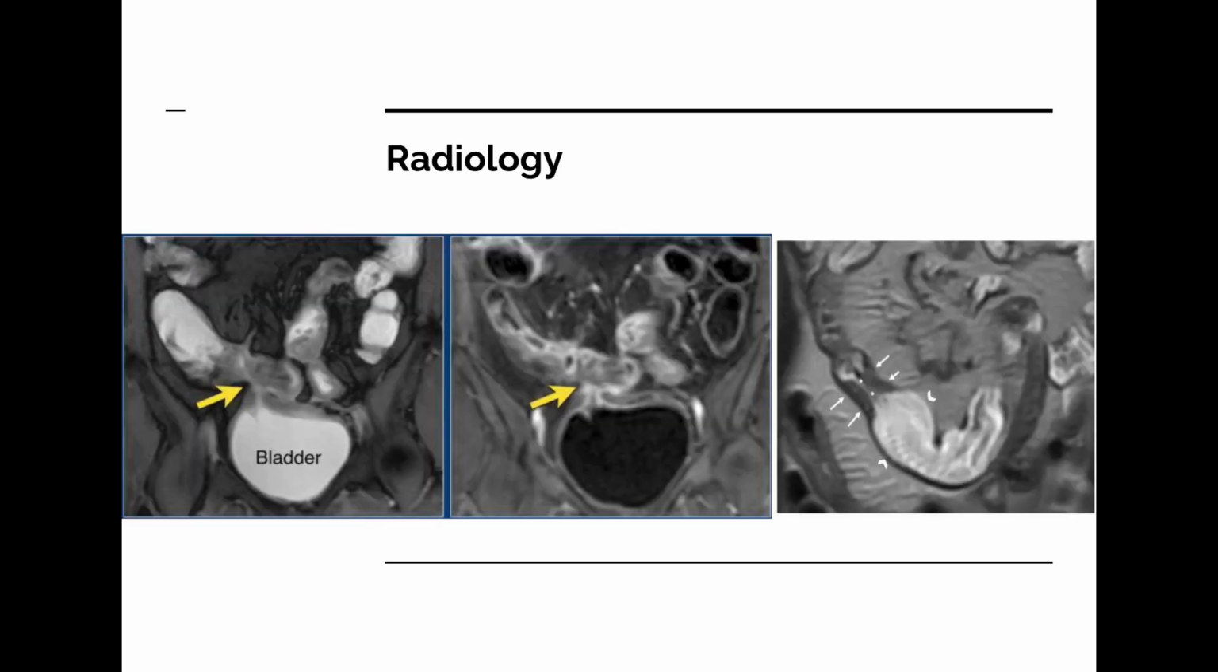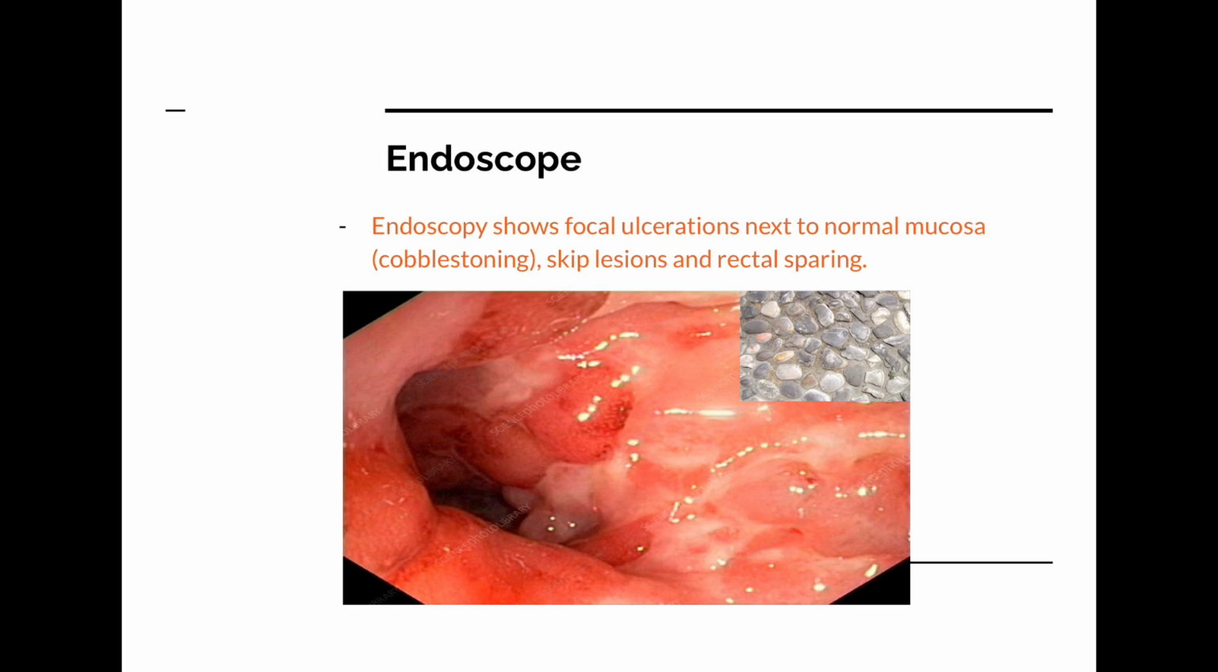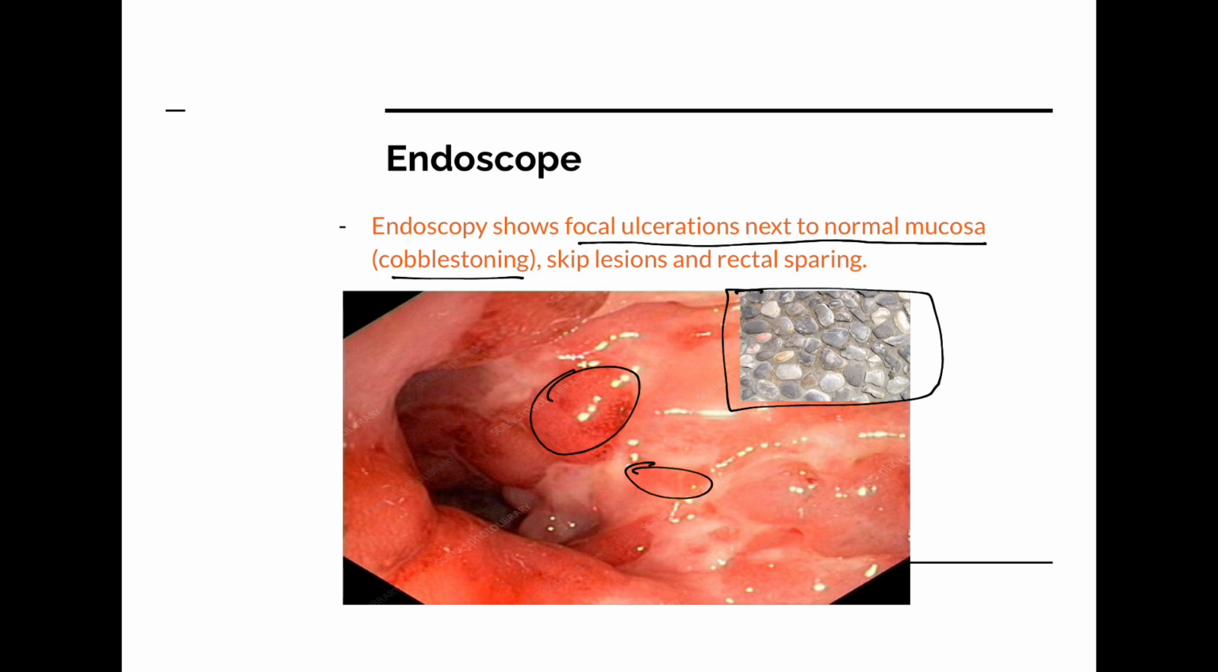The following pictures are pelvic MRIs. These two show enterovesical fistulas right here, and the one on the right is showing a stricture. On an endoscopy, you can see focal ulcerations next to normal mucosa. This is called cobblestoning, which is a characteristic of Crohn's disease. I've put a picture here to show you how cobblestone looks like. You can see here you have the focal ulcerations right here, and here is the normal mucosa. You can compare the two pictures to help you understand.